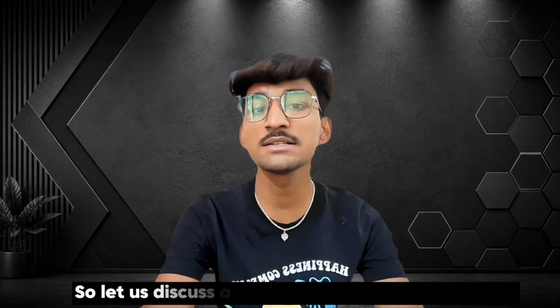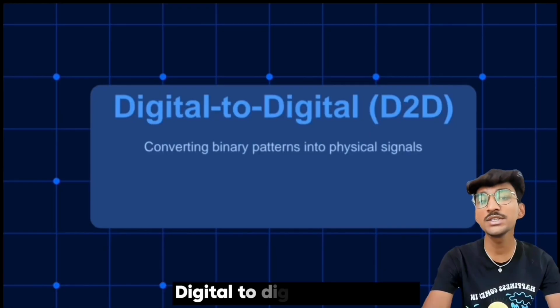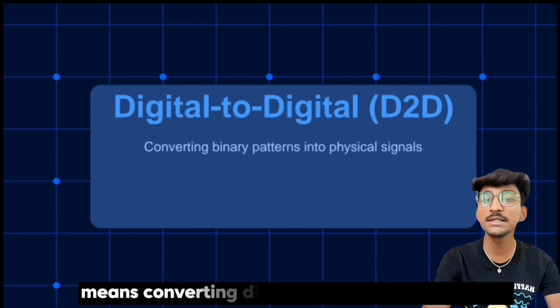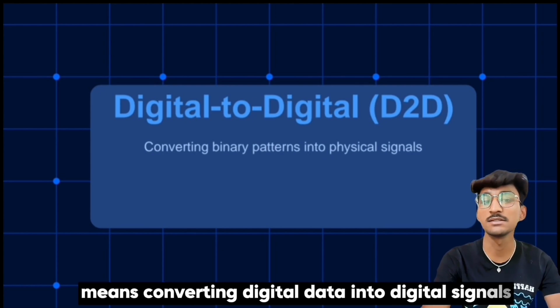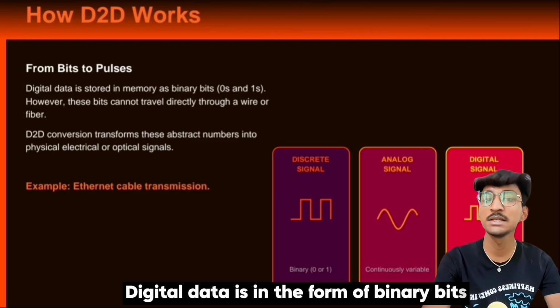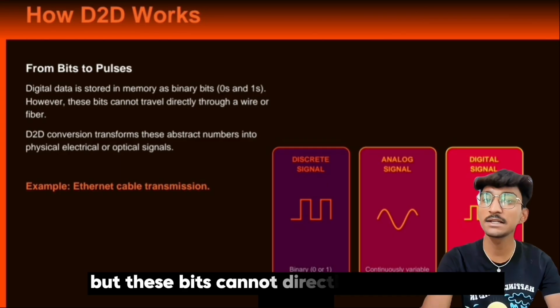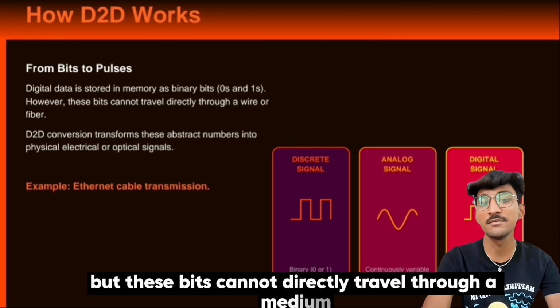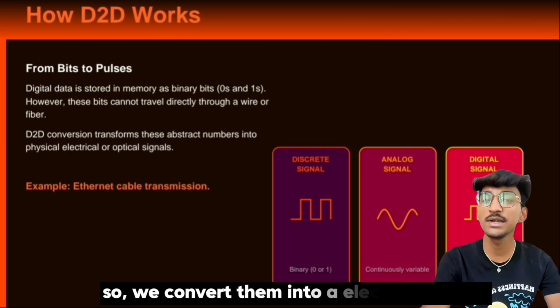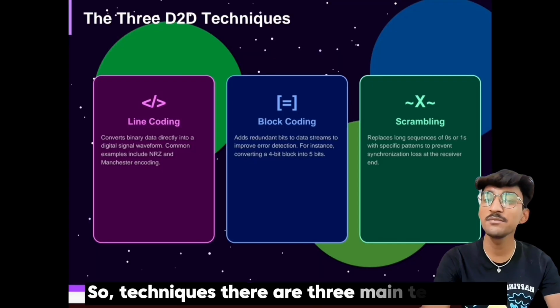So let us discuss digital to digital conversion. Digital to digital conversion means converting digital data into digital signals. Digital data is in the form of binary bits, that is zeros and ones. But these bits cannot directly travel through a medium. So we convert them into electrical signals. There are three main techniques.